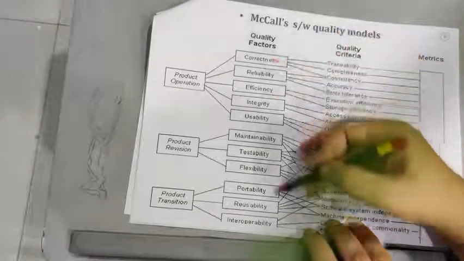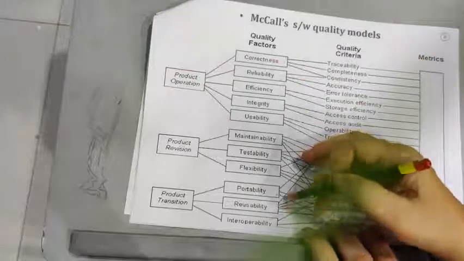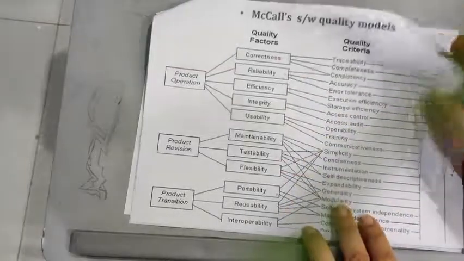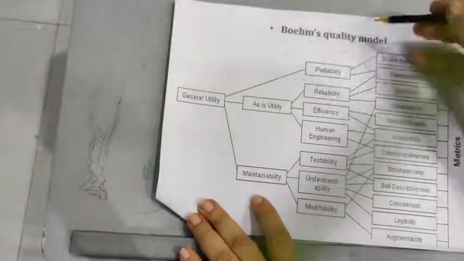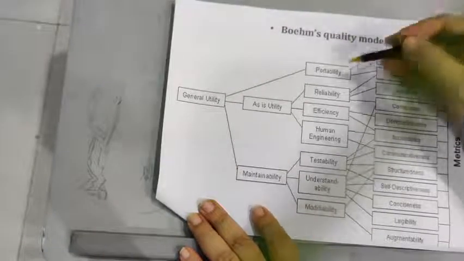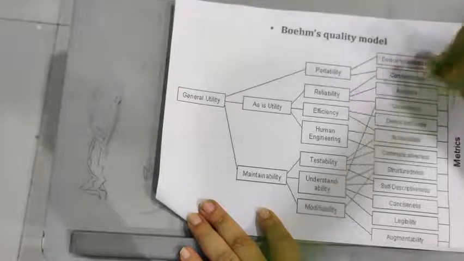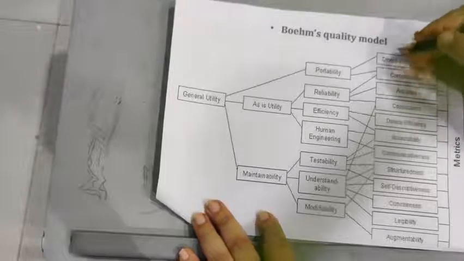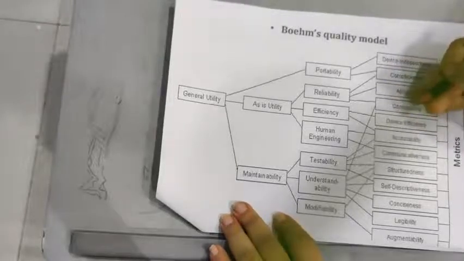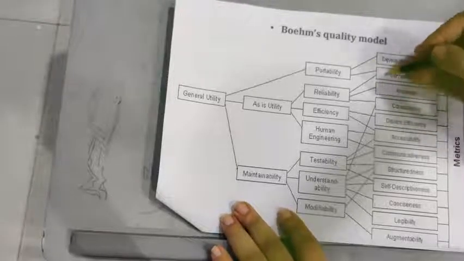So based on these quality factors, the McCall quality factors can measure the quality of a software product. And second, another model which is used in the software development lifecycle is Boehm's quality model. Boehm's quality model takes only a few factors for measuring the external attributes of the software product for measuring the quality.